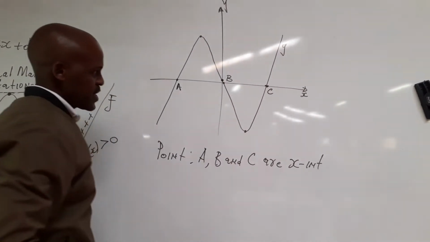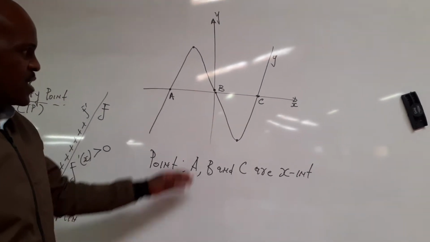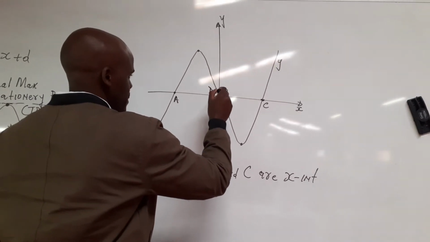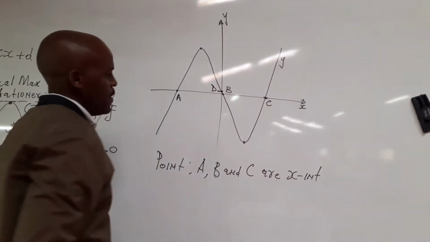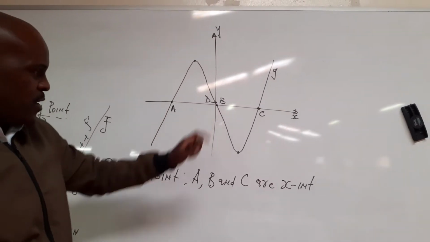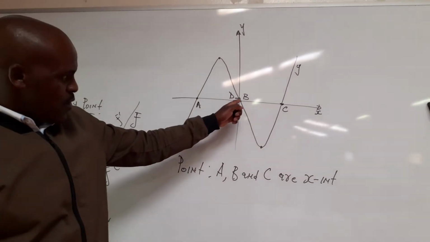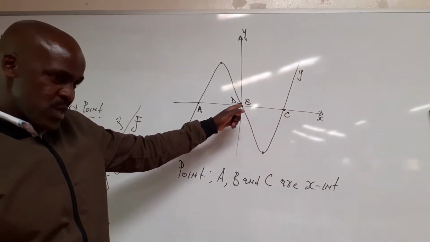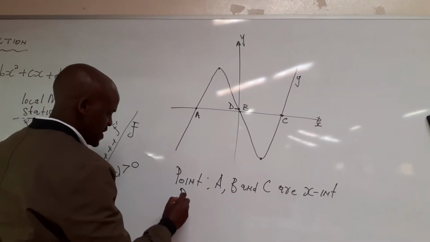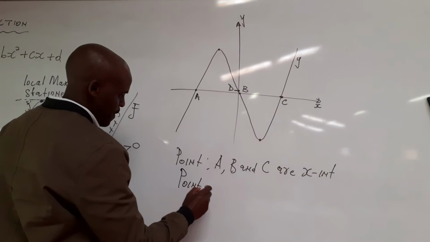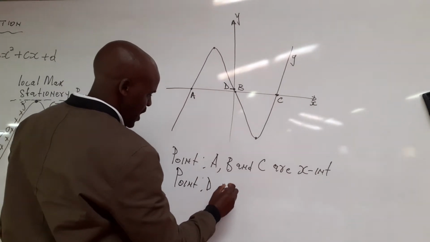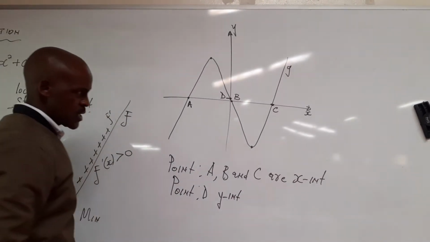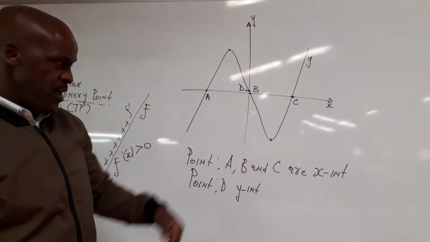Again, remember we've got the set of axes, which is the x-axis and the y-axis. There is only one point where the graph cuts the y-axis. Let's say this is point D. We've got only one point where the graph cuts the y-axis. So point D will be our y-intercept. It's where the graph cuts the y-axis.